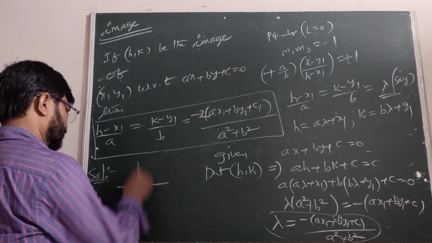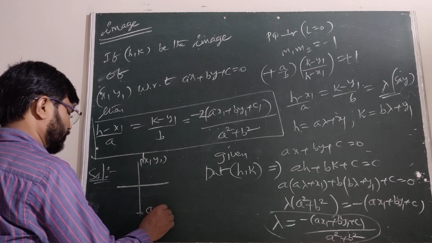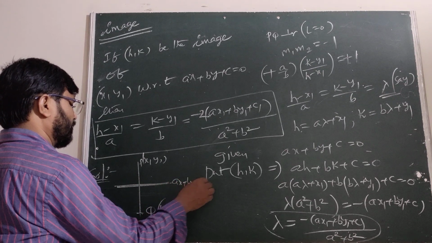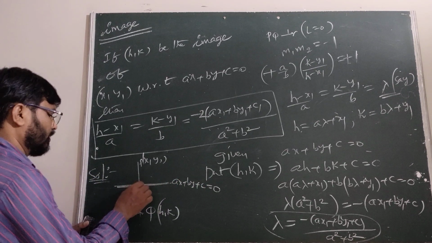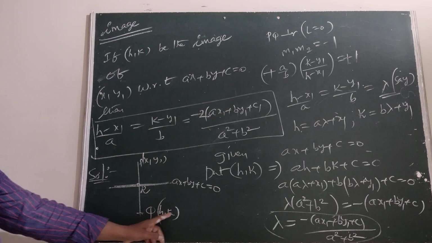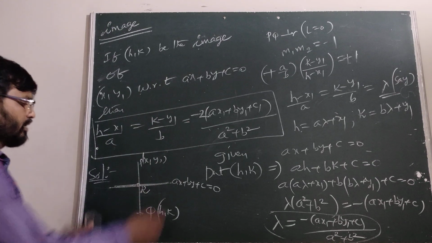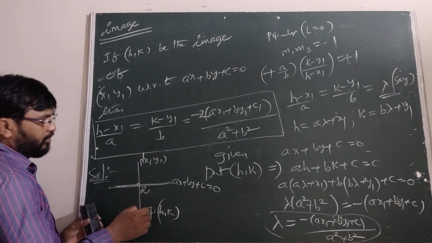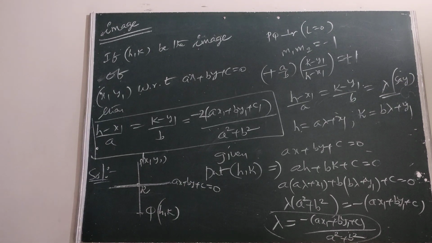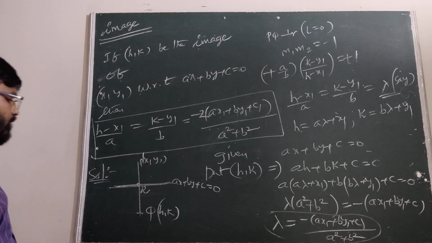The image of P with respect to the line: this is P, x1 comma y1. The image of P is Q, h comma k. This is the line ax plus by plus c equal to 0. Now this is the midpoint. Is it clear? This is the mirror. Now the mirror between P and Q is the line ax plus by plus c. Therefore, we have to find Q, which is (h minus x1) by a, (k minus y1) by b.